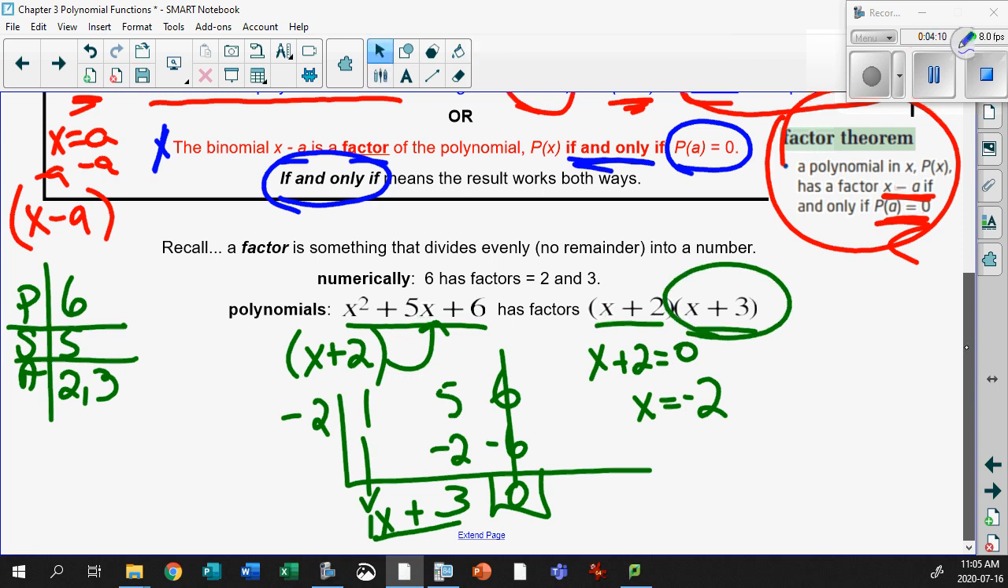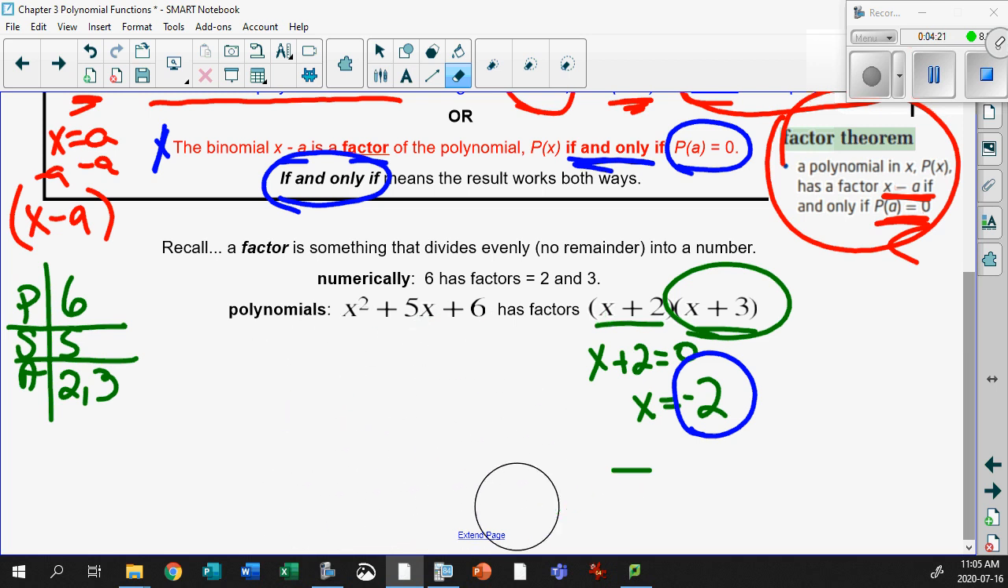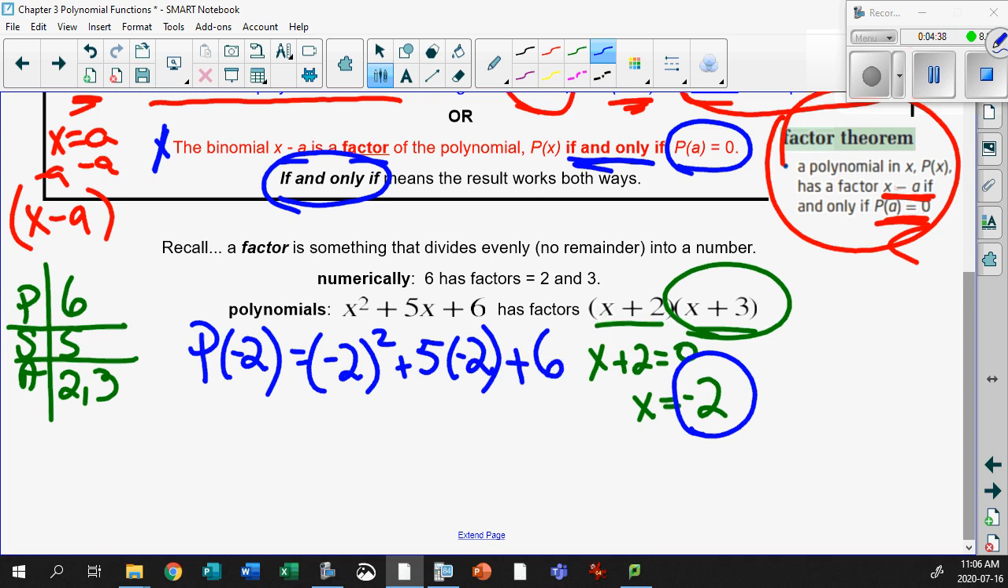But here's the cool thing. We could have taken that negative 2 to determine whether or not it was a factor. Say the heck with synthetic division for a second. I just want to know if that's actually going to be a factor. I'm going to take negative 2 and substitute it back into the equation. So watch this. Negative 2 squared plus 5 times negative 2 plus 6. Negative 2 squared is 4. 5 times negative 2 is negative 10, plus 6. 6 and 4 is positive 10, added to negative 10. This, in fact, is 0.